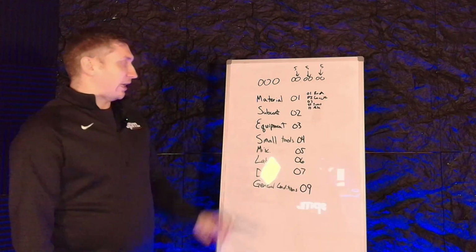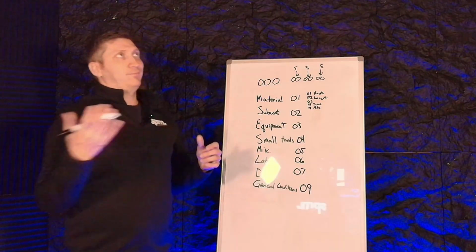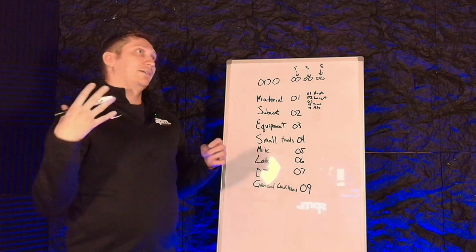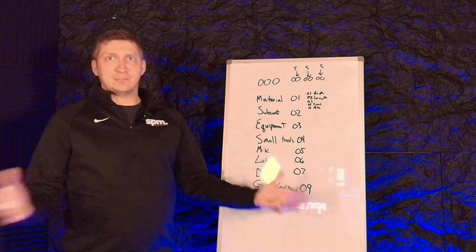Then we look at small tools. I always have just one cost code for that, and that's 99. That's, again, impact drills, saw blades, nails, screws, hard hats, ladders, vests, whatever.